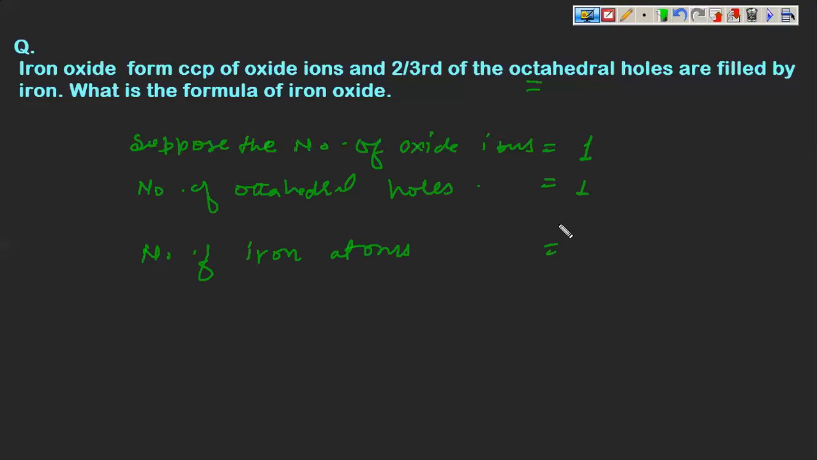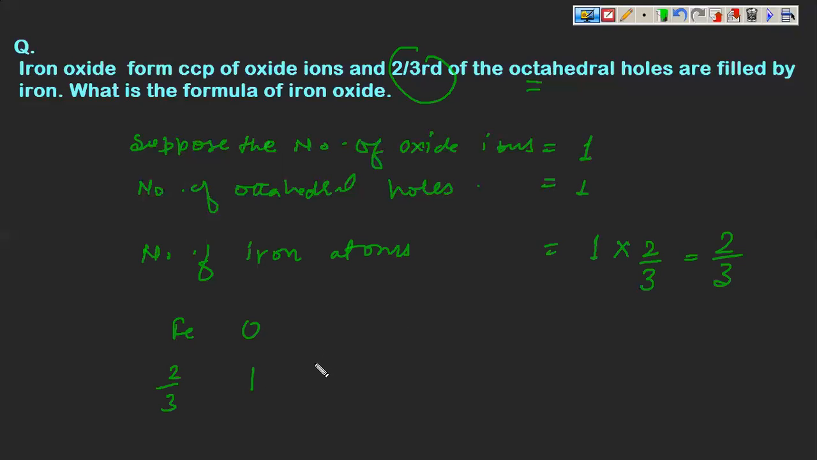To deduce the formula, it says 2/3 of the octahedral holes are filled by iron. So the number of octahedral holes is 1 and 2/3 of the octahedral holes is 1 into 2 upon 3. If you multiply both of them, it will be 2 upon 3. In the same way, we have to compare the iron and oxide ions. So iron is 2 upon 3 and the oxide is 1.